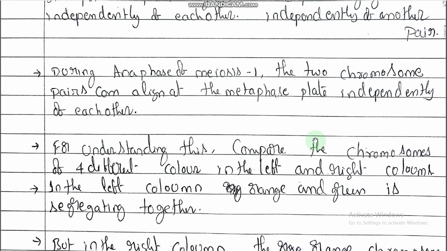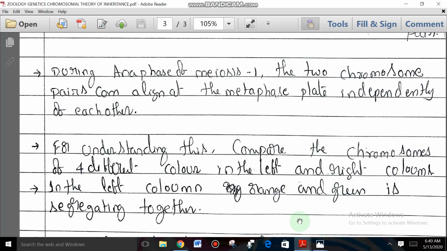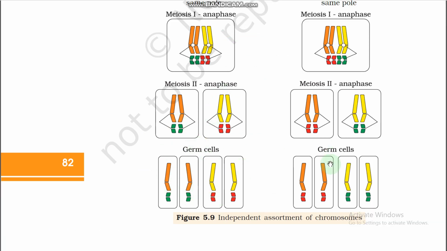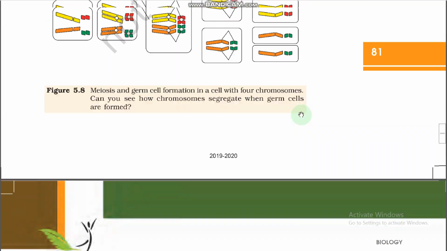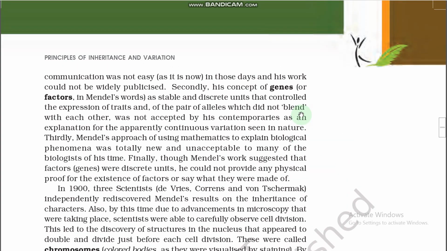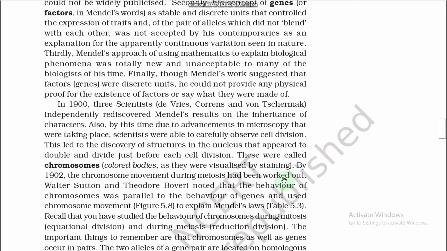So this is nothing but independent assortment of chromosomes, right? Chromosomes are independently assorting to any of the cells, right? So each and every chromosome reaches the cells independently. After this, clear? So this is the chromosomal theory of inheritance. In NCERT a clear explanation is not given, so write the notes that I have provided, write those notes separately, right?